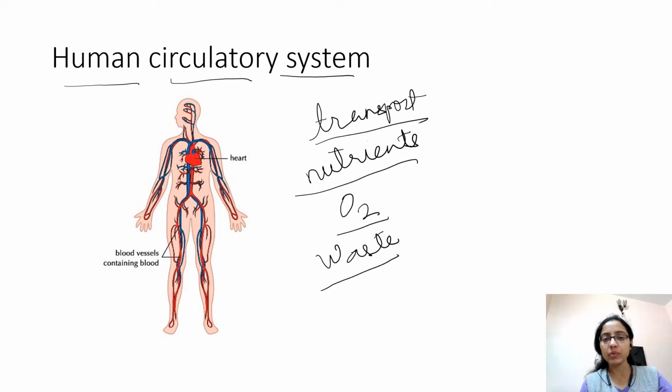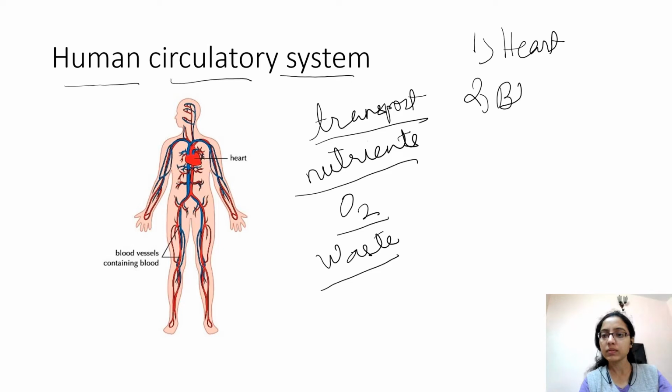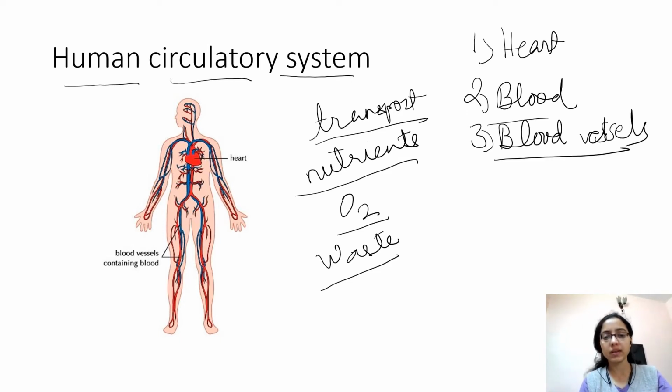Now what are the components of the human circulatory system? There are three main components. Number one, heart. Number two, blood. And number three, the blood vessels. These are the main three components of the human circulatory system.